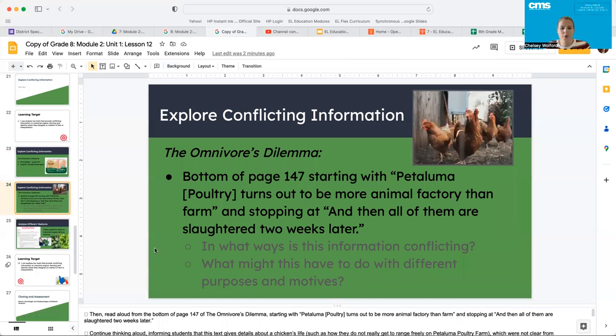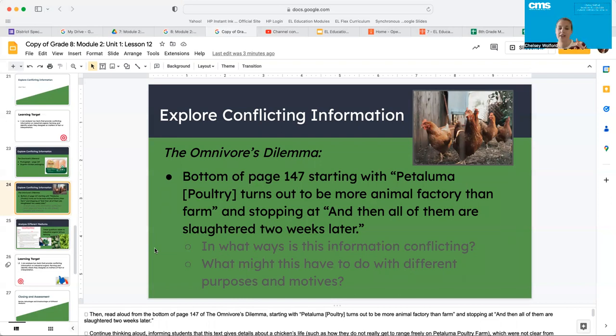All right, guys. So on the bottom of page 147, let's look at this piece of text. "Petaluma Poultry turns out to be more animal factory than farm," and stopping at "and then all of them are slaughtered 2 weeks later." Read that section, okay? Pause the video and read that section out loud.